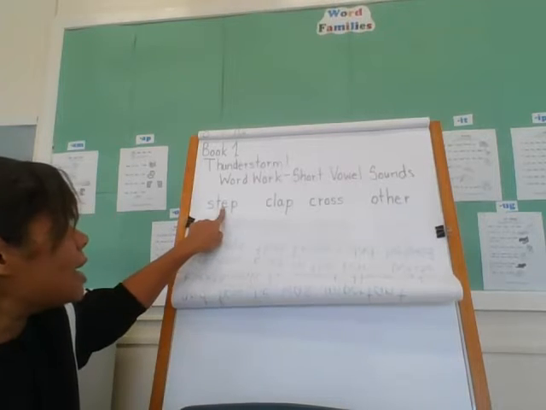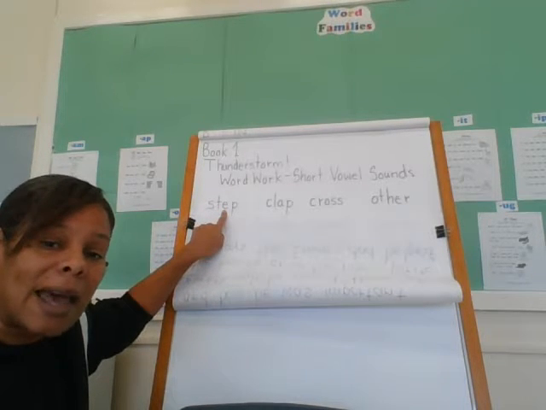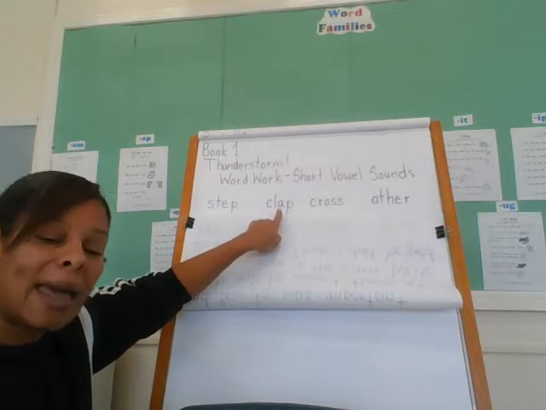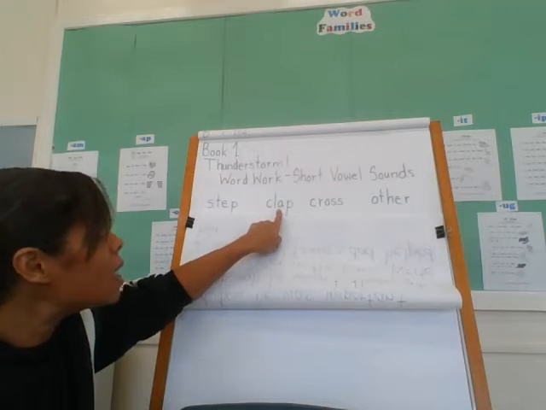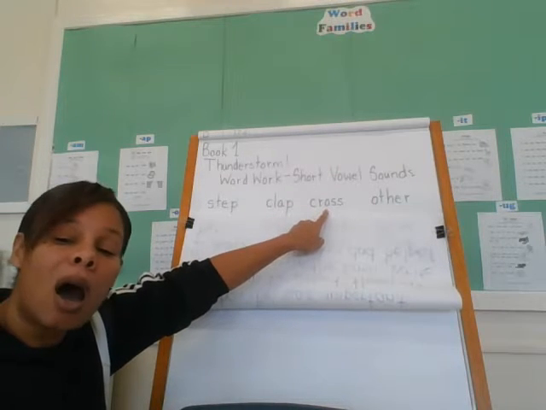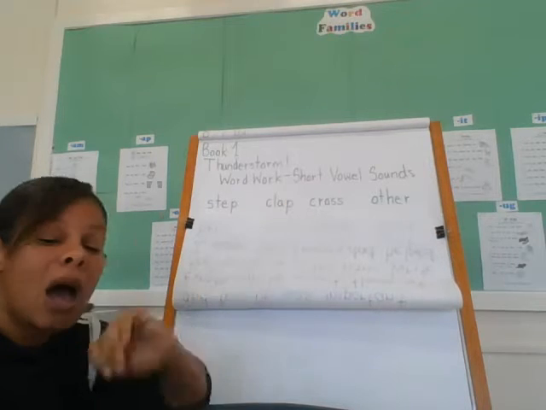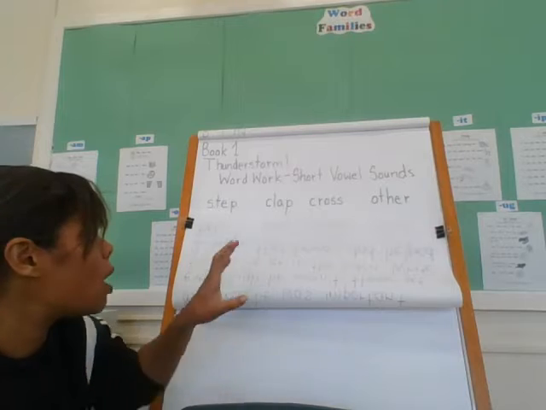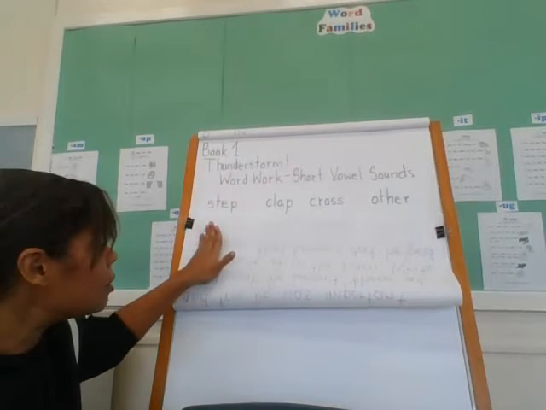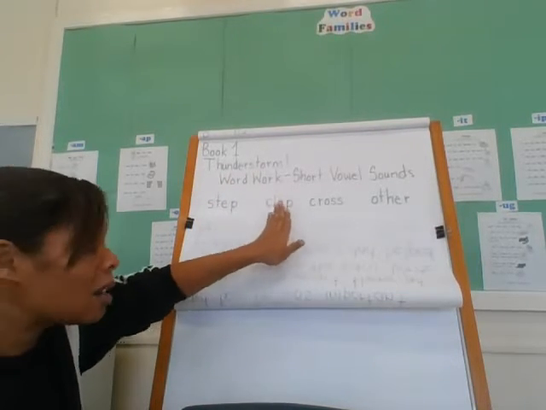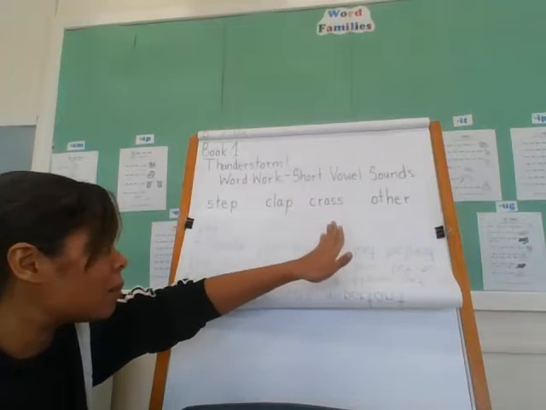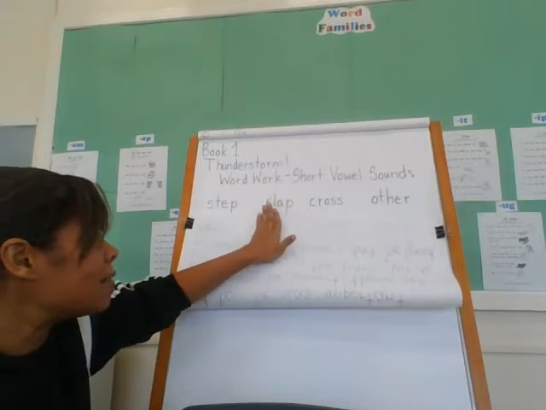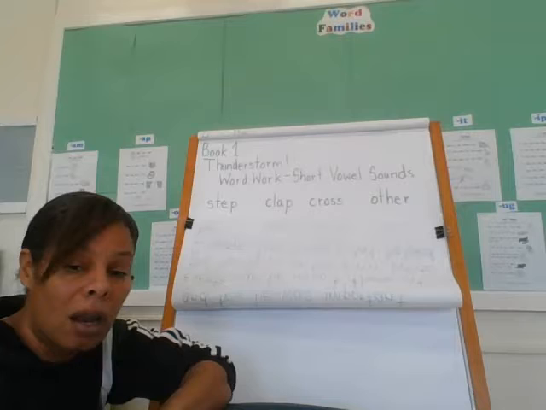All right, so short vowel sounds. Short vowel E makes a sound like an elephant. Short vowel A, like an apple, and short vowel O, like an octopus. So, I'm going to show you some words. You're going to have to decide if these words are going to go under the step column, the clap column, or the cross column. If they don't fit under any of these columns, it's going to go in the other column, okay?